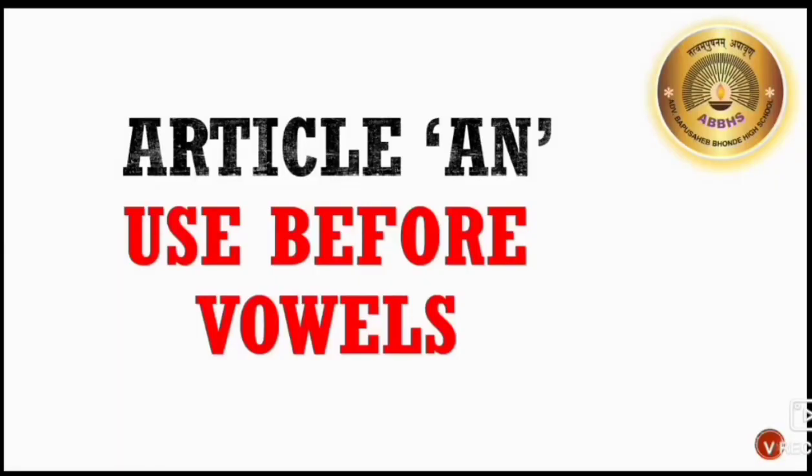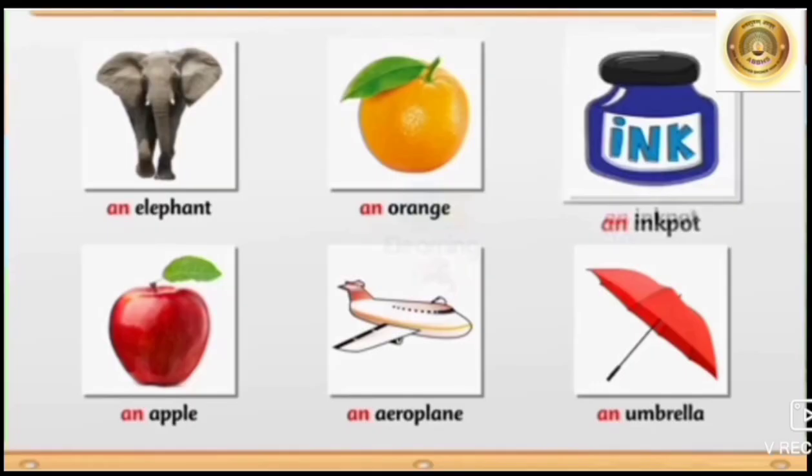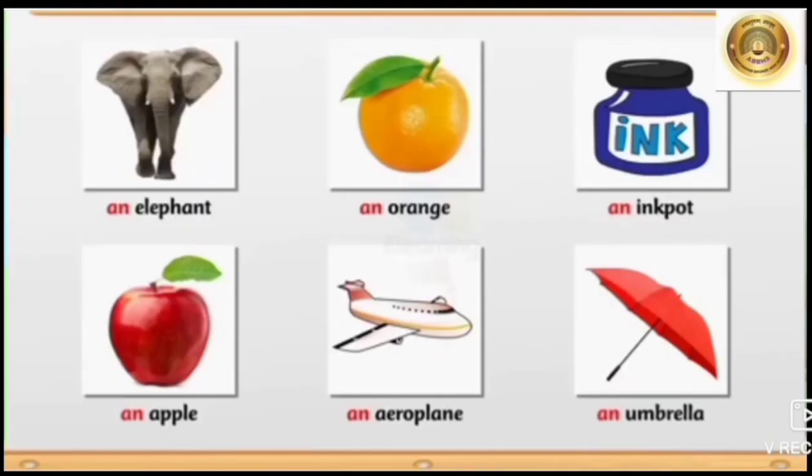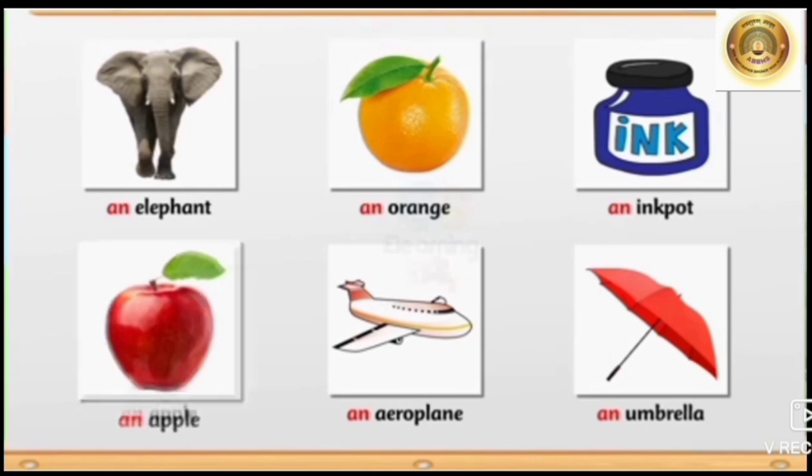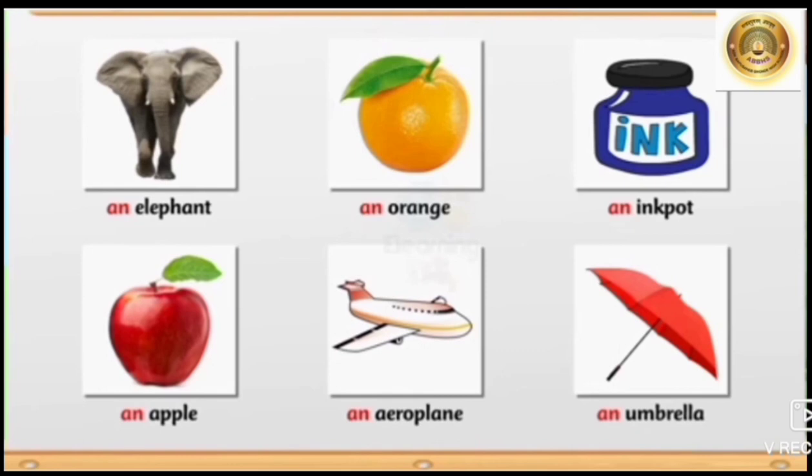Now we will see when we use article an. We use article an before vowel sounds. We will see examples. An elephant, an orange, an ink pot, an apple, an aeroplane, an umbrella.